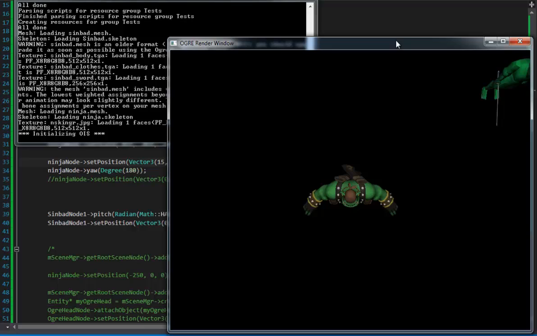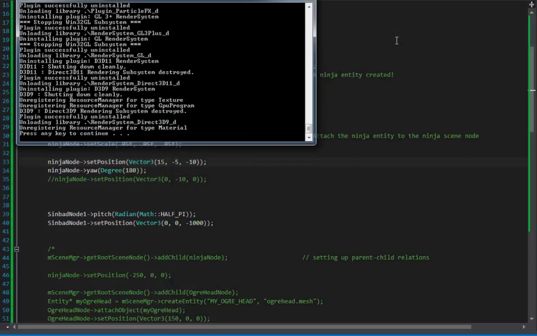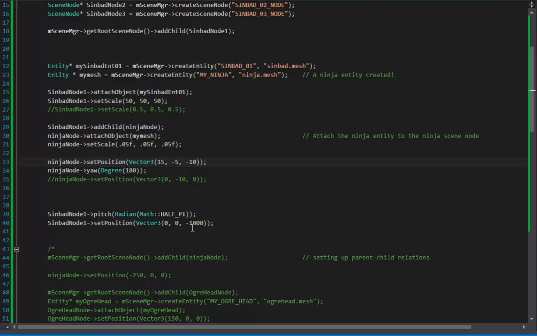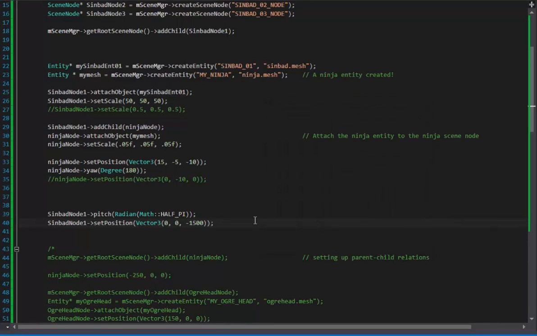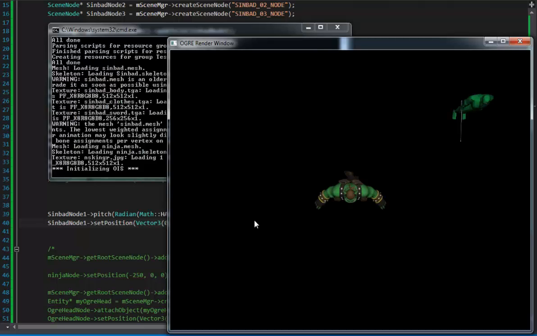That is okay, except that the Ninja is out of the scene. You know, actually, let's make the camera move a little bit away more, or rather, let's just have the Sinbad move a little bit away. So let's make this 1,500 units. That should give us a pretty good, decent view of it. Okay, yeah, I think I can live with that.